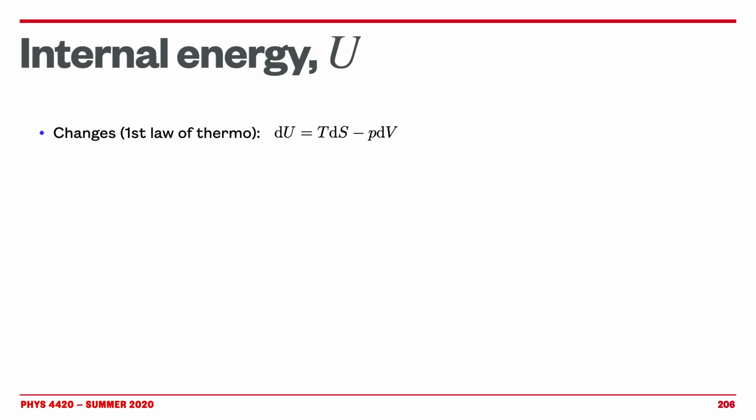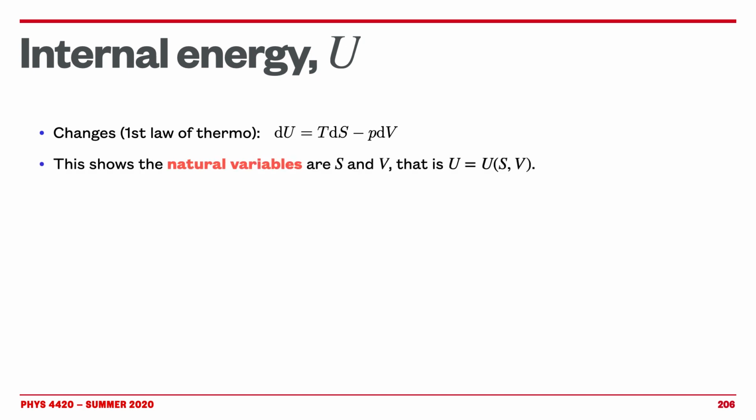So the first law of thermodynamics, as I mentioned just a second ago, is dU equals TdS minus PdV. And what's important from a mathematical standpoint is that this equation shows that variation in U can be obtained by considering variation in entropy and volume. So in other words, when we see an equation like this, automatically you should be able to say that the entropy and the volume are the natural variables of the internal energy. In other words, U can be written as a function of S and V.